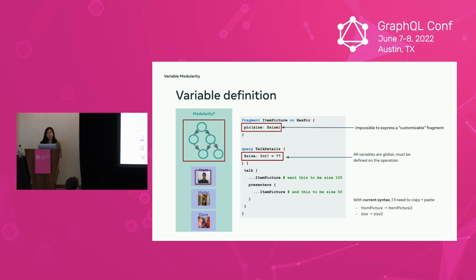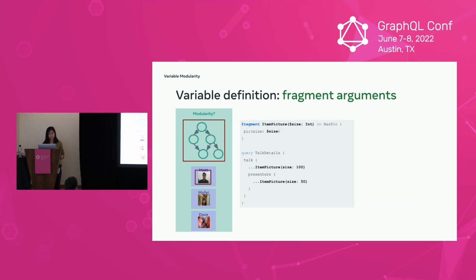The way to get around this with GraphQL's current syntax is that I'll need to copy and paste. Item picture becomes another fragment, item picture 2, and I'll have a second global variable called size. Not exactly ideal. We can solve this by introducing fragment level arguments. This looks very similar to arguments in a function context.